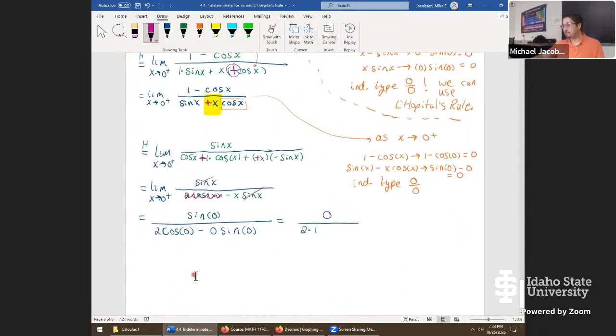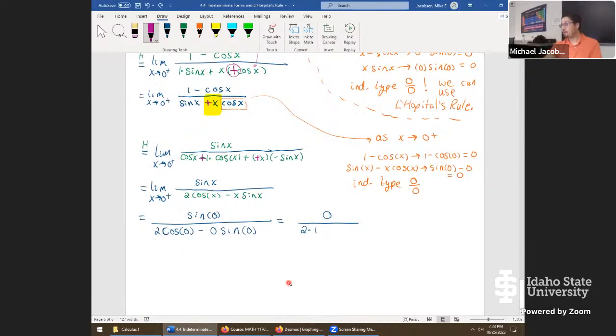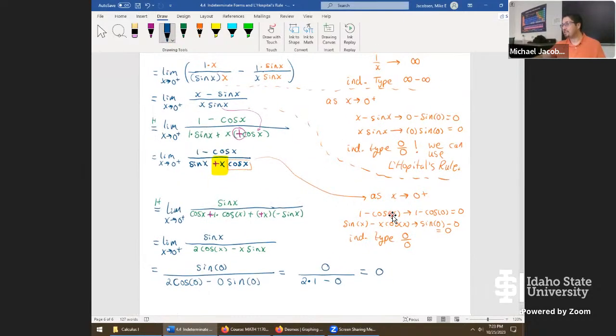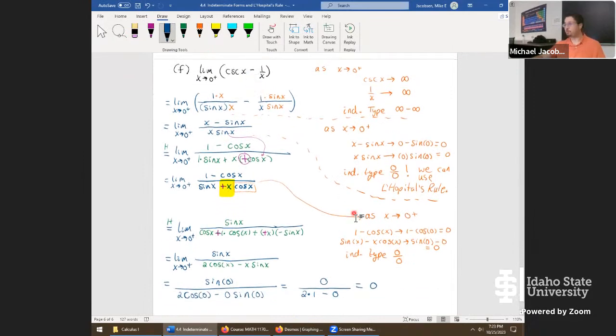Sorry, trying to get my, there we go. Control Z doesn't really, oh, it just wants to scroll every time. That's okay. We have 2 times 1 right here. That's a multiplication minus 0. And so the whole entire limit, man, after all of that work, it's 0. As that goes to 0 from the right, you get a 0 out.